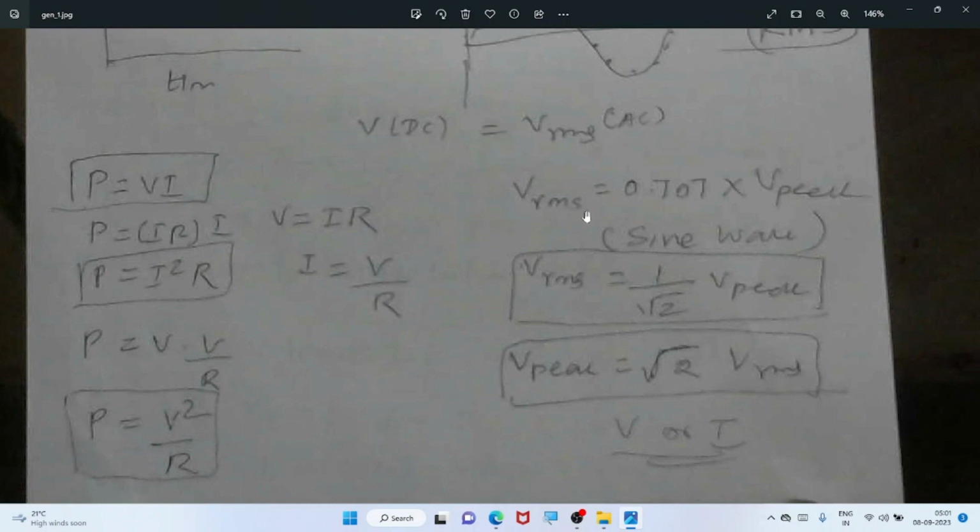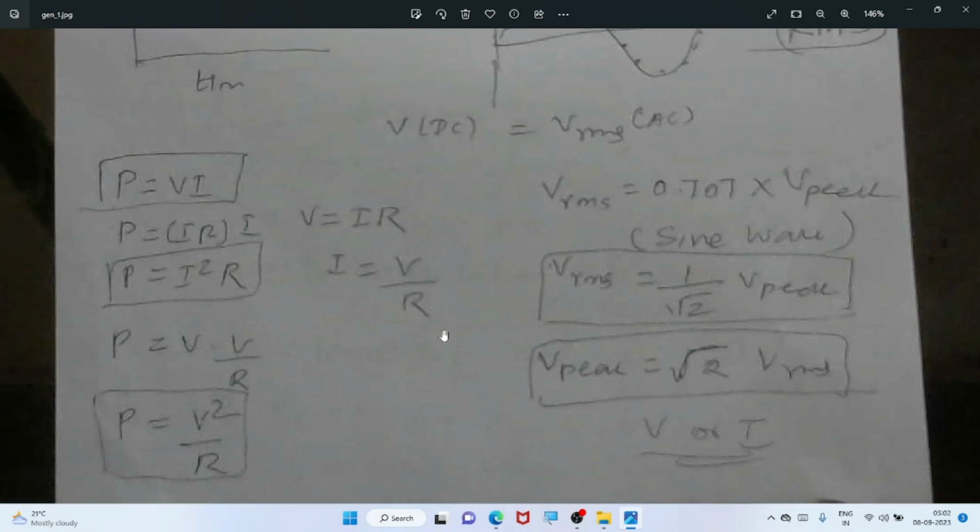So here V RMS equals 0.707 into V peak for the sine wave. 0.707 is nothing but 1 by root 2. So V peak equals root 2 into V RMS. The root 2 will be about 1.4, I think. So it can be voltage or the current.